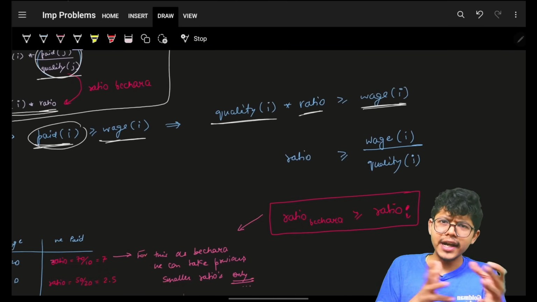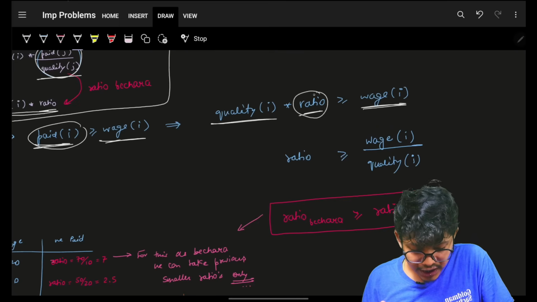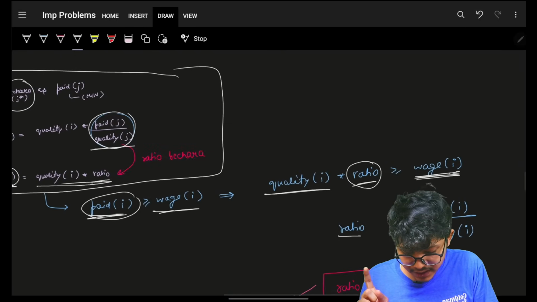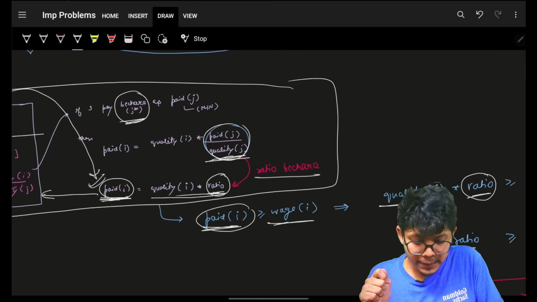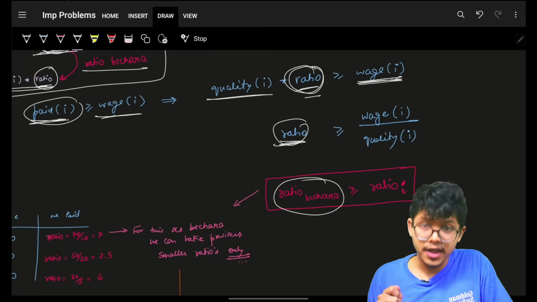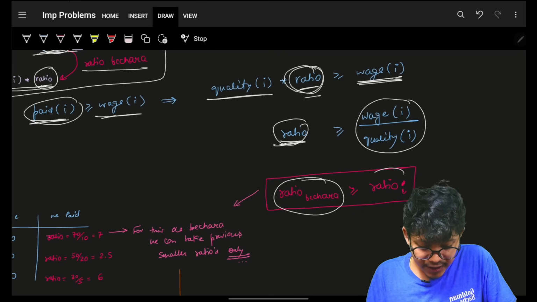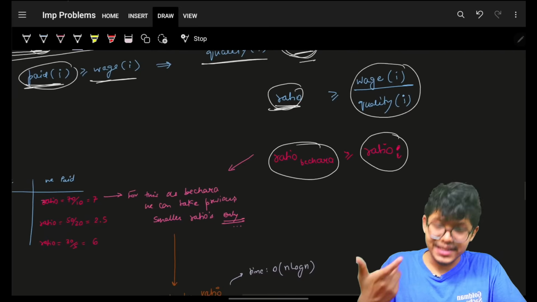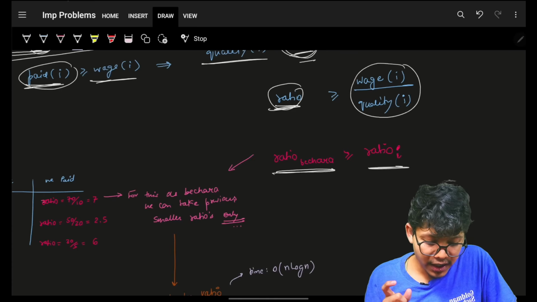Now again, just try to simplify it. Bring it into the same terms as ratio terms. So the ratio will remain here: wage of I upon quality of I. Now, if you remember, this ratio was the ratio of the jth person, which is the bechara person. And this wage upon quality is also a ratio, but it is for the ith person. So by combining these two conditions, we realized that the ratio of the bechara person should for sure be more than or equal to my ratio of I.